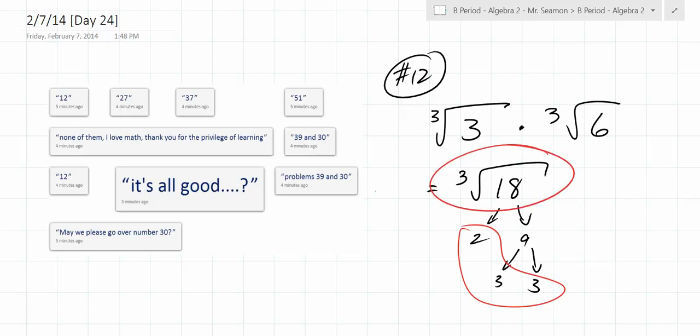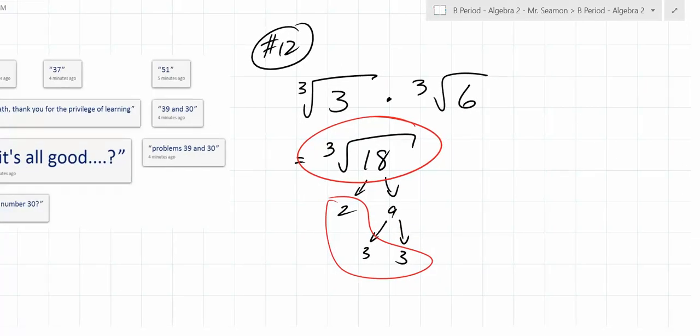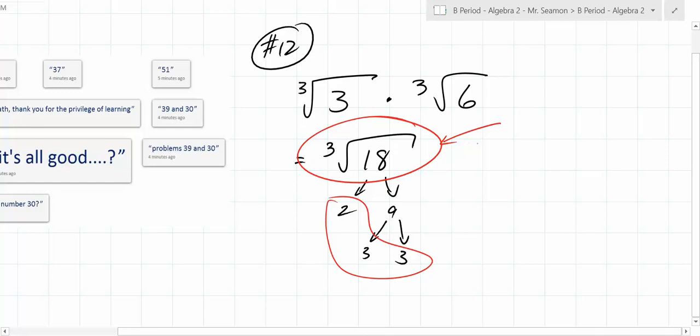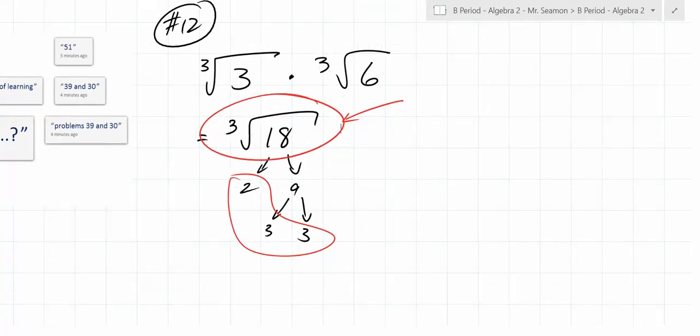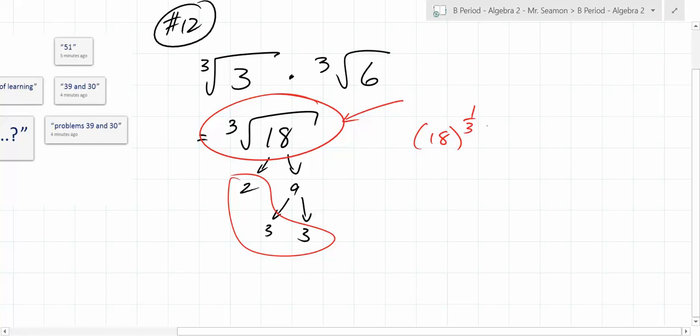So the final answer is not 3 times the third root of 2. It doesn't ask you to do that. It just says multiply if possible. This is all it's asking. It's not asking you to convert it to rational. If you want, are there other ways to write that? Sure. You could write it as 18 to the 1/3 if you wanted to, right? You could write it as 9 to the 1/3, 2 to the 1/3, right? The point is, this is where they want you to stop right now. They just want you to understand the rule.